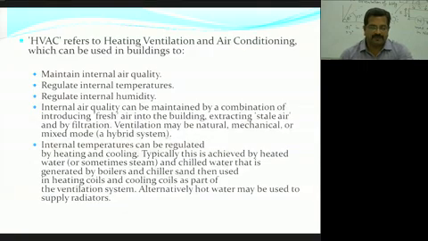Internal temperatures can be regulated by heating and cooling. Typically, this is achieved by heated water or sometimes steam, and chilled water that is generated by boilers and chillers, and then used in heating coils and cooling coils as part of the ventilation system. Alternatively, hot water may be used to supply radiators.